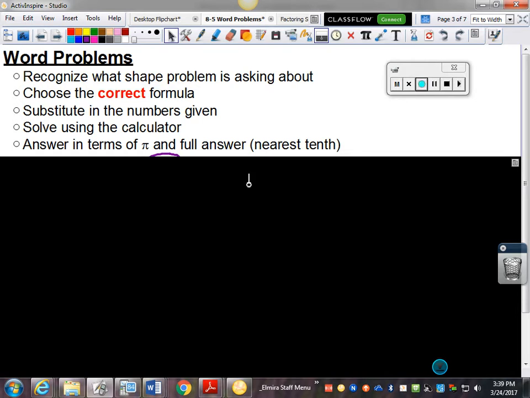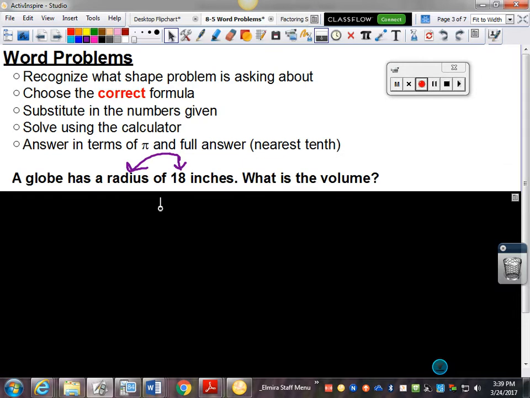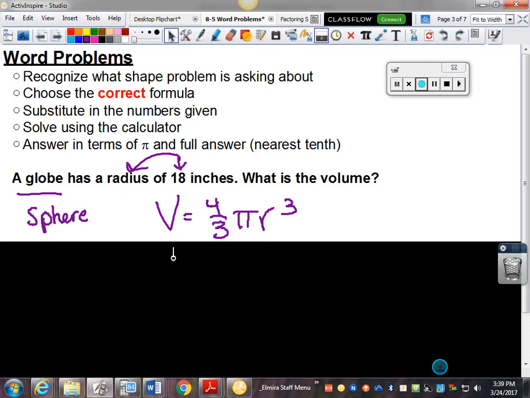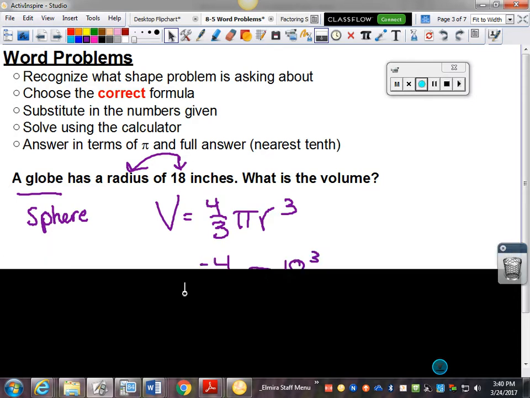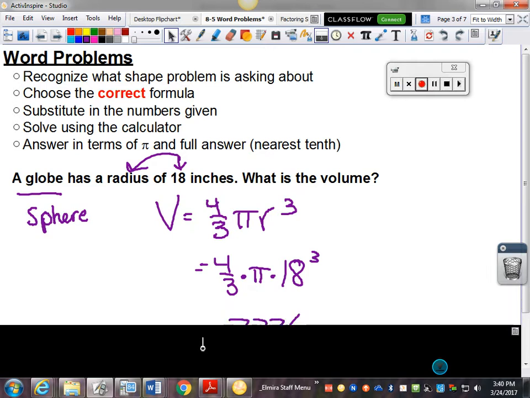So if I was reading this first problem, it says a globe has a radius of 18 inches. What's the volume? It doesn't say cylinder, cone, or sphere. But hopefully you've all seen a globe before and you know that that's a sphere. So we'd be using the sphere formula. Volume equals 4/3 pi r cubed. Then we're going to sub the 18 in. But again, you have to read the problem to know what 18 represents. It represents the radius, so I am subbing that in for r. Then you're going to use your calculator to find your answer.